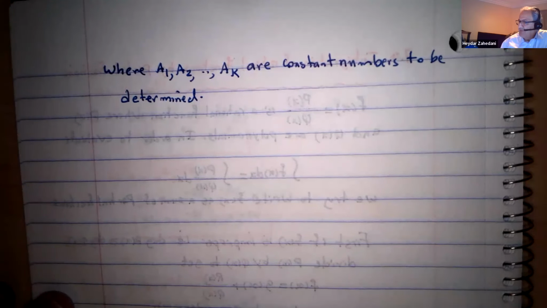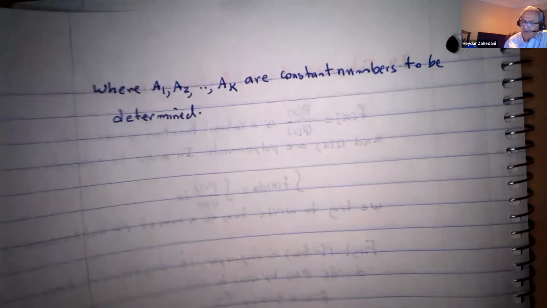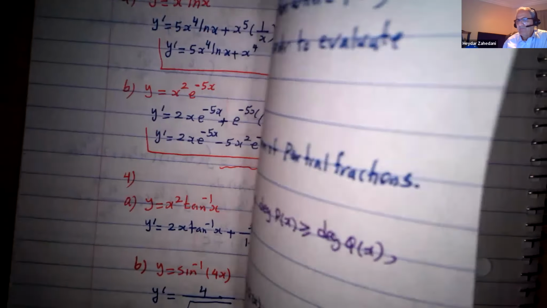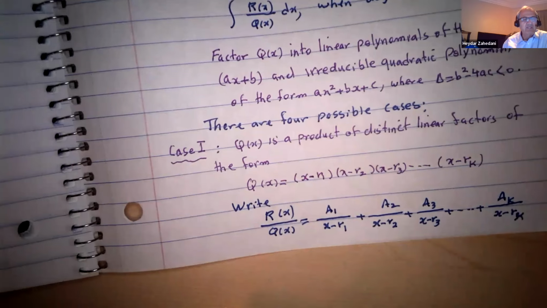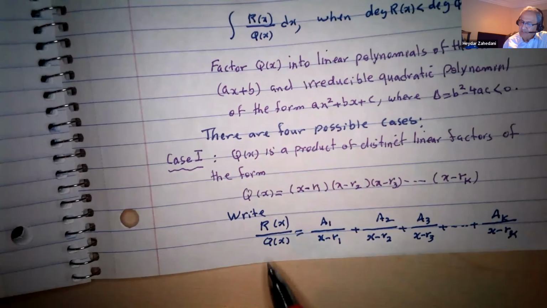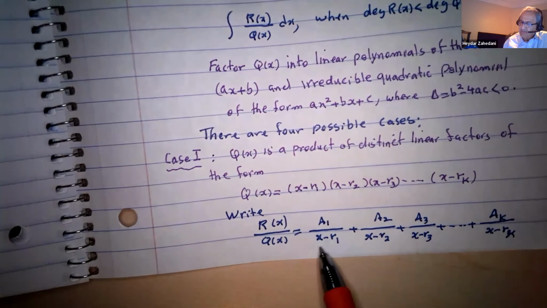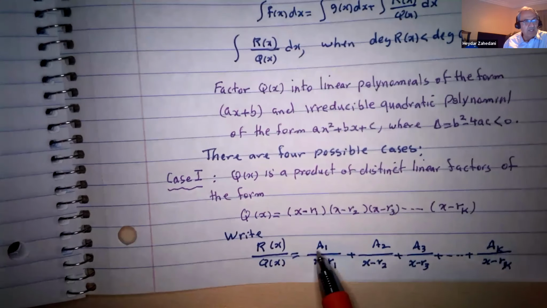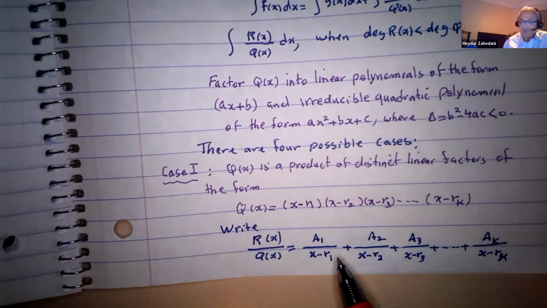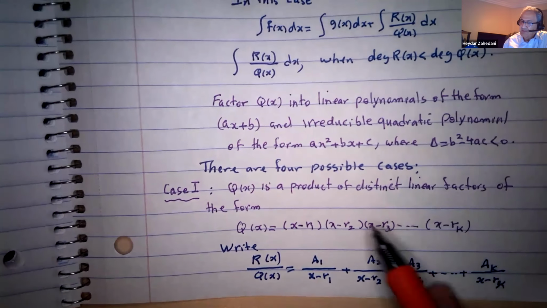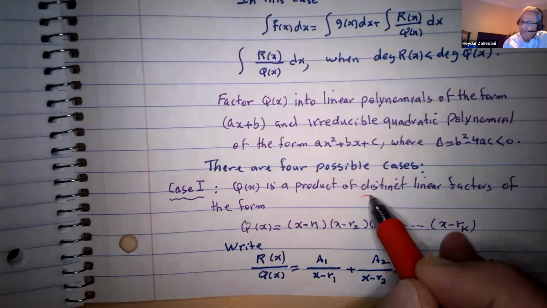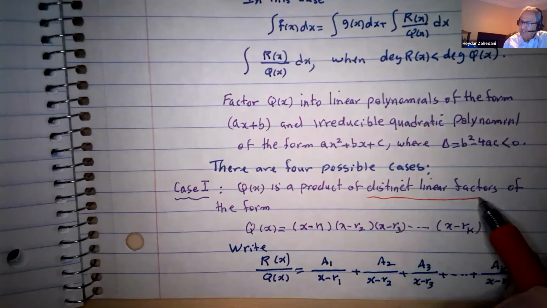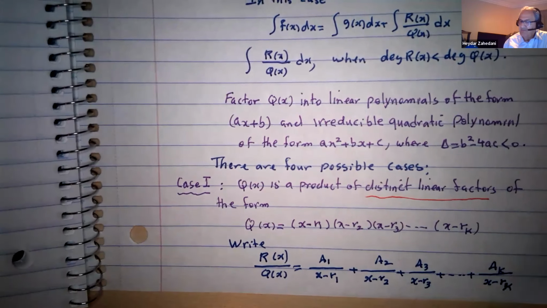So look at case 1. Remember, in case 1 all the factors are linear. There is no quadratic. All the factors are linear and they are not repeated. Not repeated means there is no power, like x minus r1 squared, which gives x minus r1 times x minus r1, which would be repeated. So when we say a product of distinct factors, it means non-repeated for case 1.